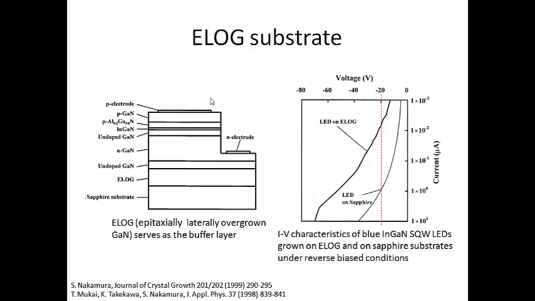Just 1 year later, Shuji improved the substrate by using ELOG, epitaxially laterally overgrown gallium nitride. By using ELOG, the number of dislocations was reduced to almost zero, and this helps to reduce the leakage current for the diode under reverse bias, which is critical for effective high voltage operation and long lifetime in high power LEDs.